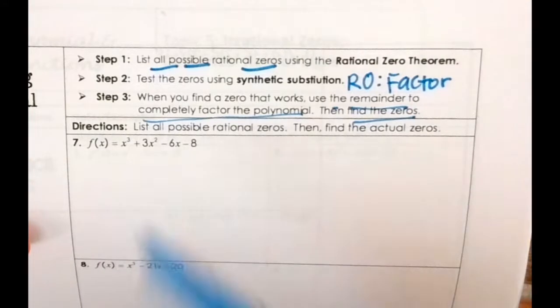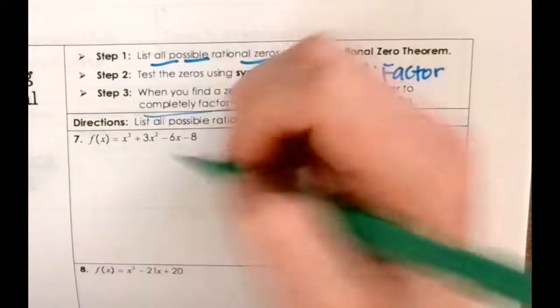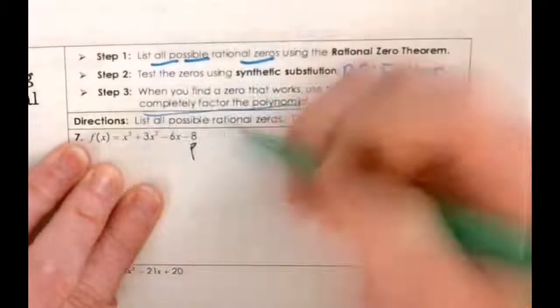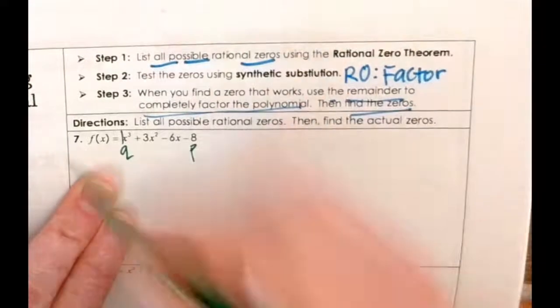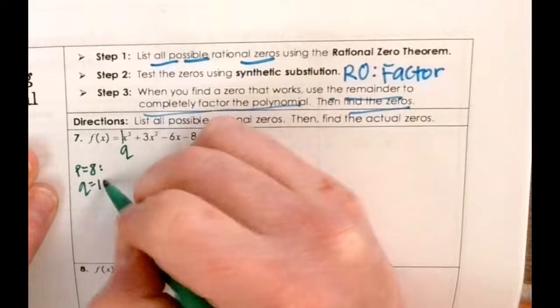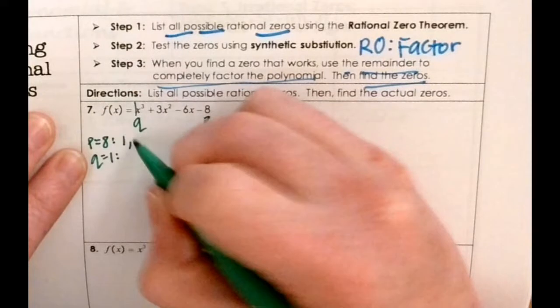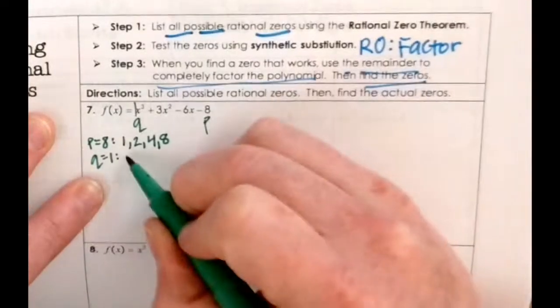So number 7, again, if I tried to factor by grouping, there's no way I'd be able to do that. So that's why we're doing the rational zero theorem, okay? P is going to be 8, and Q is 1. The sign doesn't matter. All right, so my possibilities of 8 are, my factors are 1, 2, 4, and 8. And then Q is just 1.